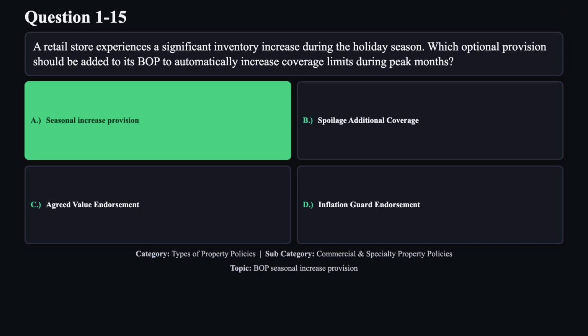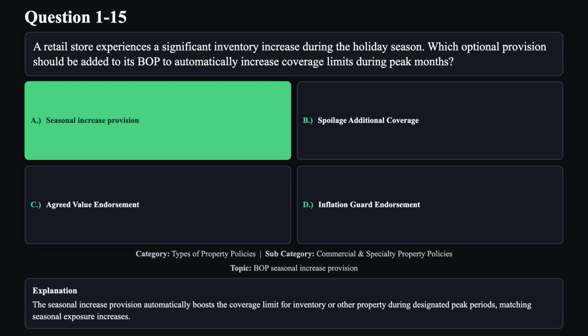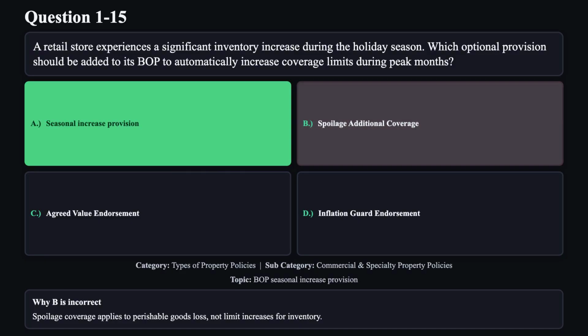The correct answer is A. The seasonal increase provision automatically boosts the coverage limit for inventory or other property during designated peak periods, matching seasonal exposure increases. Reason B is not correct. Spoilage coverage applies to perishable goods loss, not limit increases for inventory.